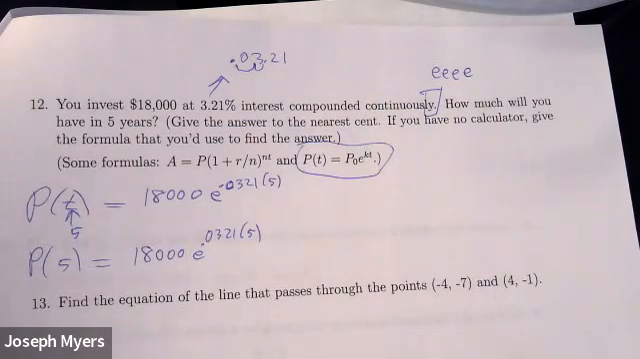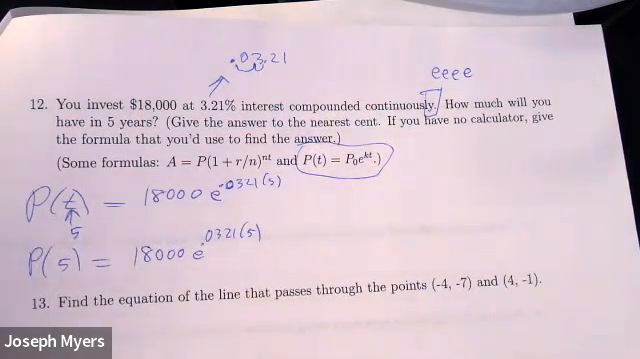So basically, you can think of interest as a formula, like a function like f of x, for example. If you plug 5 into f of x, it's called f of 5. If you plug 5 into the formula for the money, it's called P of 5. So the amount of money you'll have in 5 years is called P of 5. And it is 18,000 E to the 0.0321 times 5.